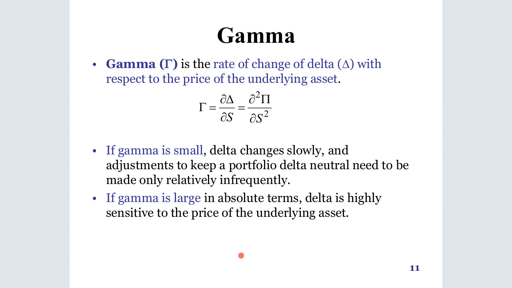The next one is gamma. Gamma is the rate of change of delta with respect to the change in the underlying asset. So it is the second derivative, the rate of change of the portfolio's delta with respect to change in the underlying. Now, if gamma is small, delta changes slowly, and adjustments to keep the portfolio delta neutral need to be made only very rarely. If gamma is large in absolute terms, delta is highly sensitive to the price of the underlying, and therefore rebalancing needs are very high.